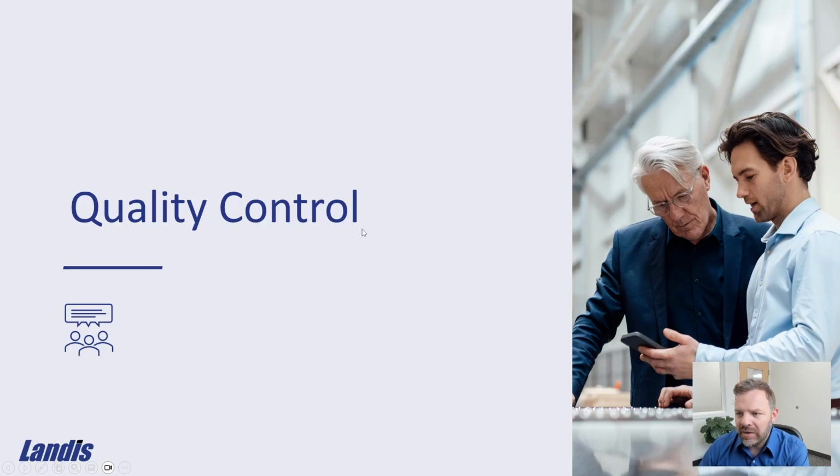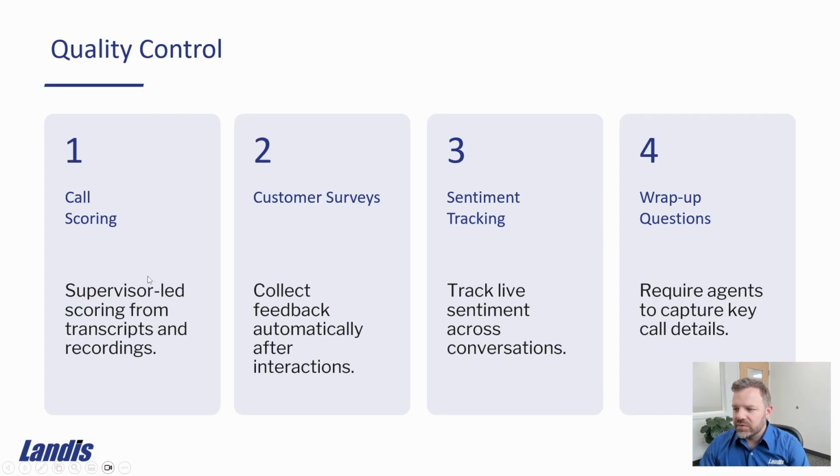Quality control shows itself in a variety of different ways. Call scoring: a manager being able to score a call, add tags, add notes that they can review with the team later. That's supervisor-led, very important. Customer surveys, of course, being able to pass a call to a survey and get the customer's thoughts on how the interaction went. Sentiment tracking, this can be done in live time or historic to understand the sentiment scores for individual calls, but also agents as a whole, which agents are really maintaining a positive sentiment.